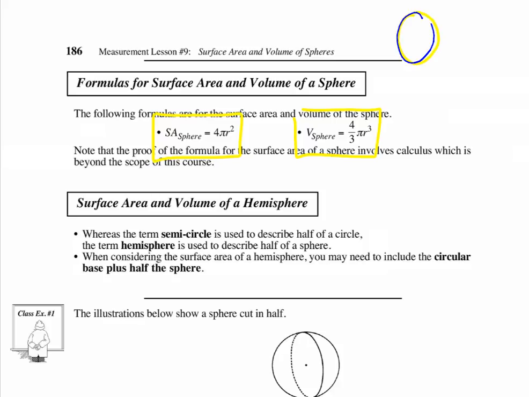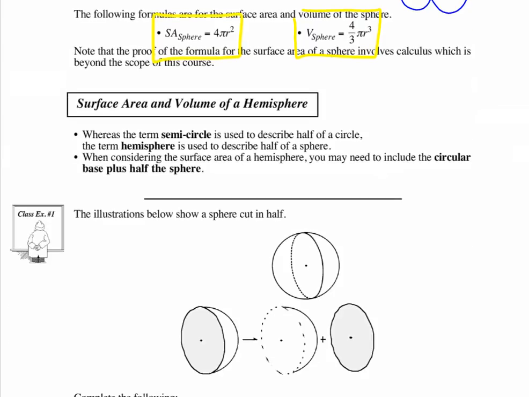So if it has the same radius, the area of 4 circles with the same radius has the same surface area as the sphere with the same radius. Okay? So we're going to talk about hemispheres as well, really quickly. A semicircle is half of a circle, right? So a hemisphere is half of a sphere.